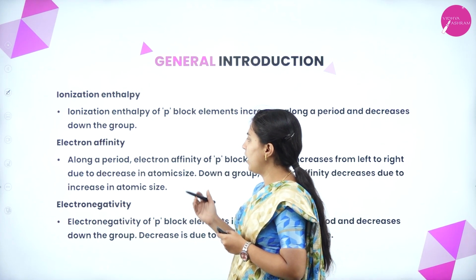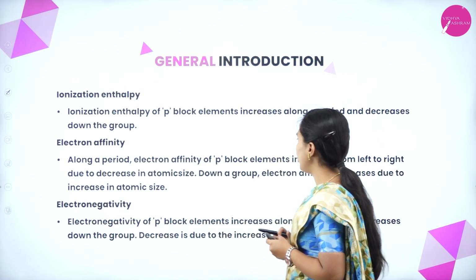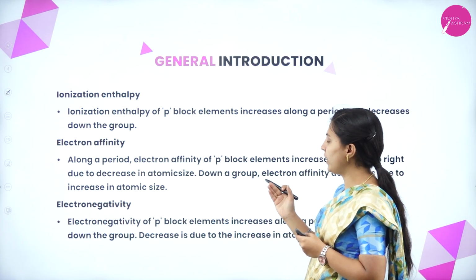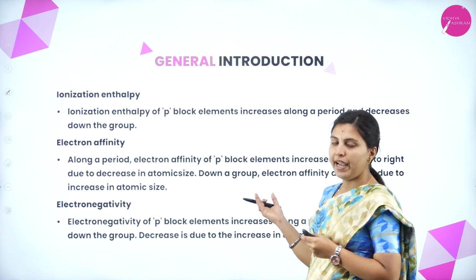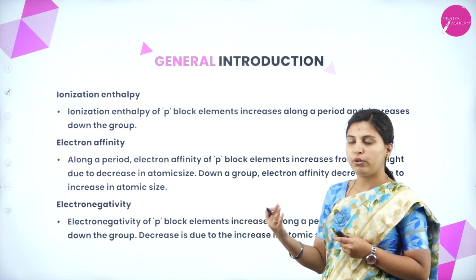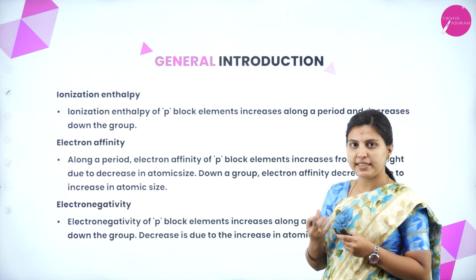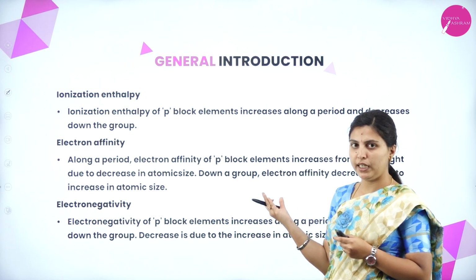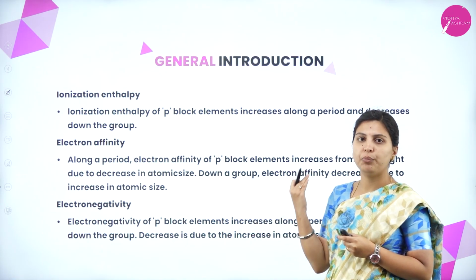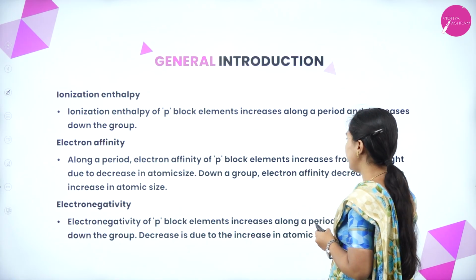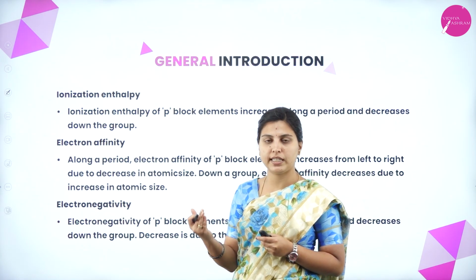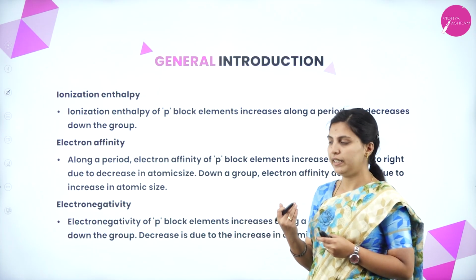Electron affinity. Along a period, electron affinity of p block elements increases from left to right due to decrease in atomic size. Electron affinity means the attraction of one electron to the nucleus. So, due to atomic size decreasing along the period, what will happen? The affinity towards the electron is more. Down a group, electron affinity decreases due to increase in atomic size. Down the group, atomic size will increase, so electron affinity will decrease.